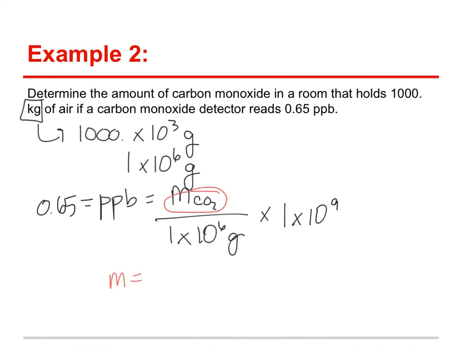So that is going to be 6.5 times 10 to the negative 4 grams. Now you can leave it like this, that's fine. If you want to change it to milligrams, you can as well. And so in milligrams, it would be 0.65 milligrams.